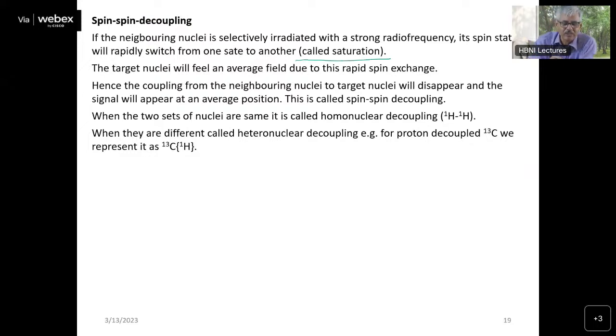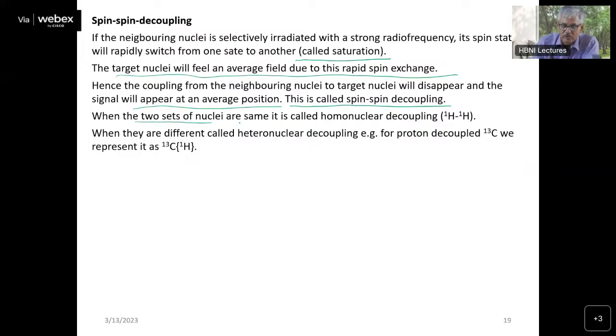Okay, so what you will see is that the target nuclei will now feel an average field due to this rapid spin exchange. So if you see an average field, automatically it will appear at an average position. Okay, it is not now seeing 2 spins separately, it is seeing an average. Okay, so this is called spin-spin decoupling. We'll see how to do it.